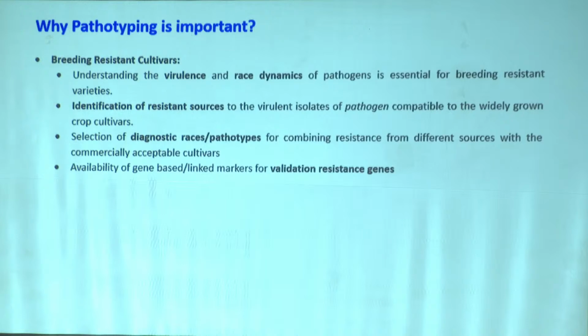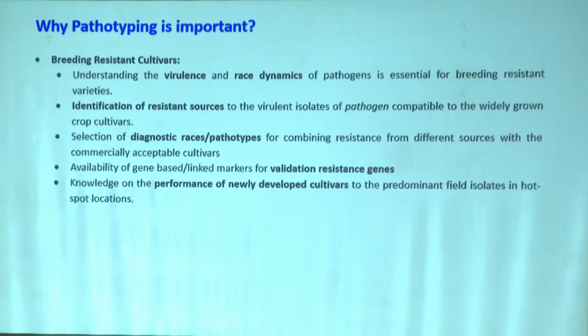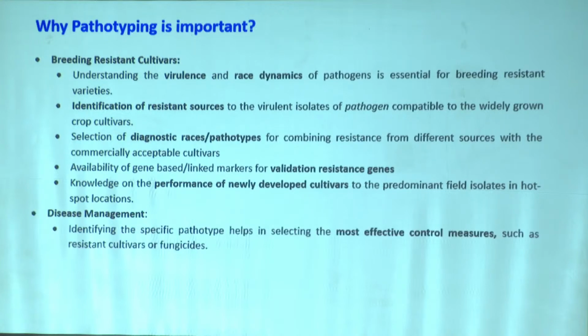Then we come to know about the already ongoing varieties: what is their performance against the dominant field isolates, how they are performing. So these are the different kinds of information we can generate through pathotyping. It helps directly in disease management, either through resistant varieties or through fungicides.